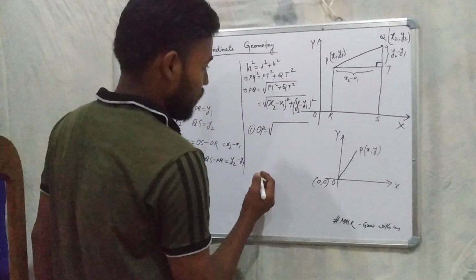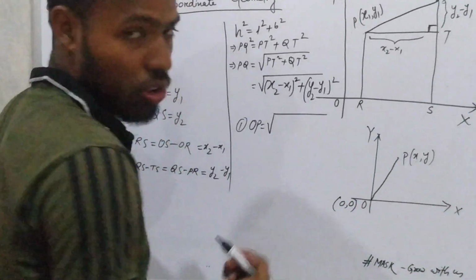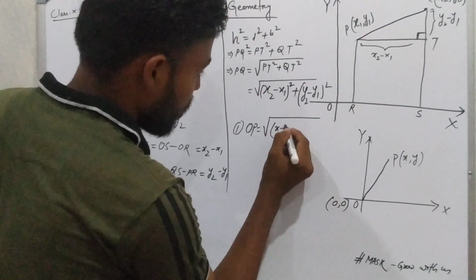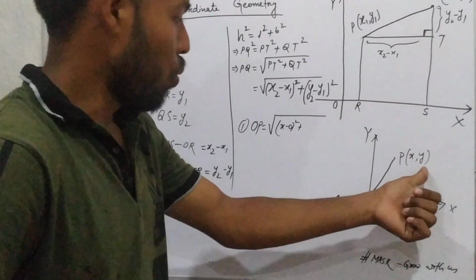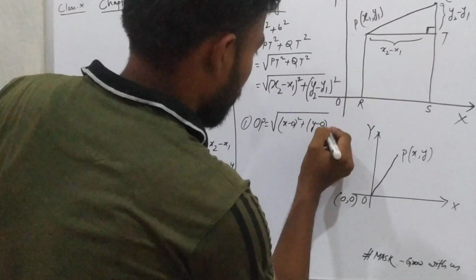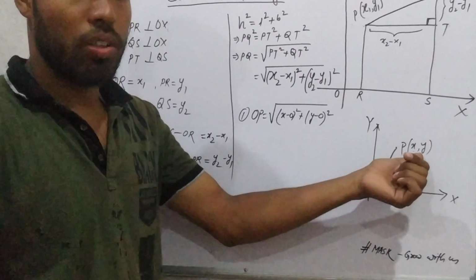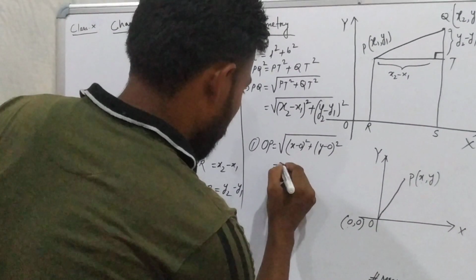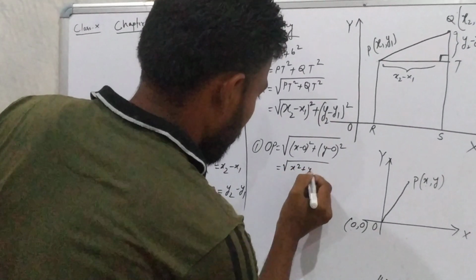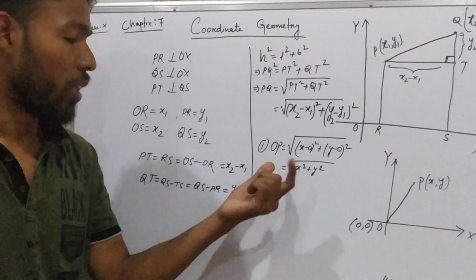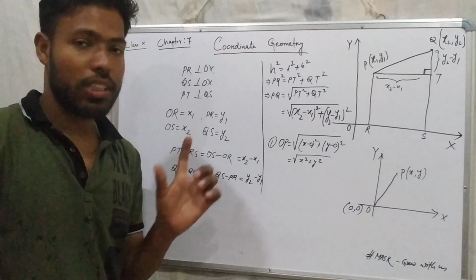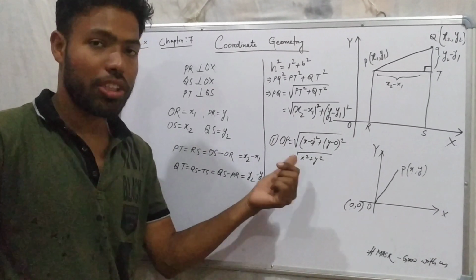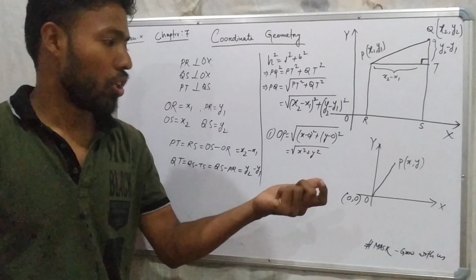So OP, what will happen? Suppose x1 is this x and x2 is 0. Then according to this formula, x minus 0 whole square plus y minus 0 whole square, because in this figure y2 is y and y1 is 0. So if we subtract, we will get x square plus y square. This is often asked in the exam. So what is the distance if one of the points is the center? Then the simple answer is root of x square plus y square. x is the x coordinate of the point and y is the y coordinate of that point.